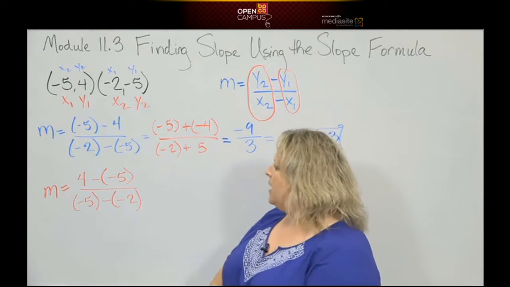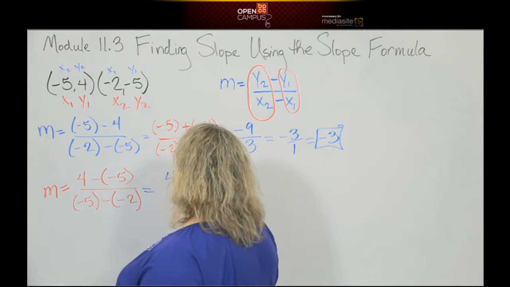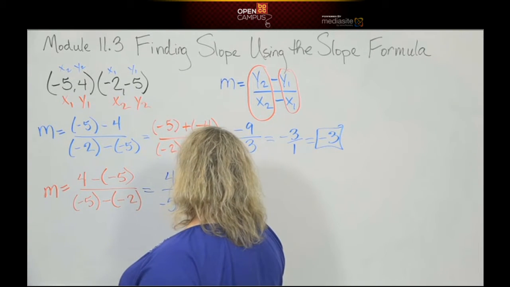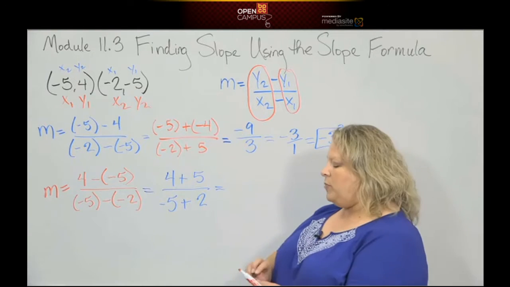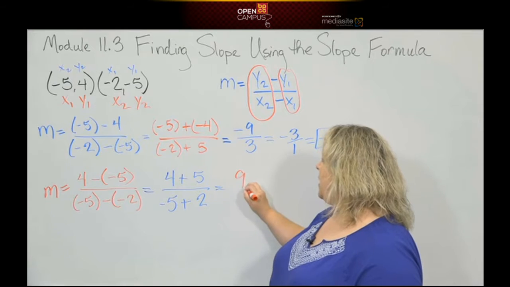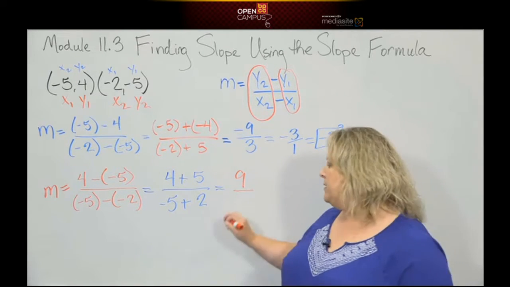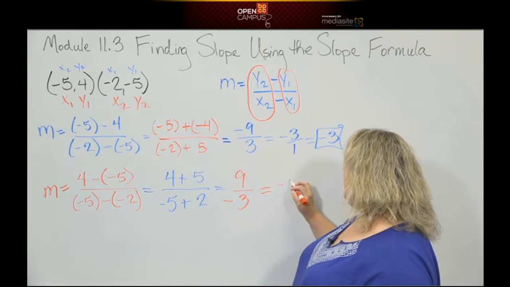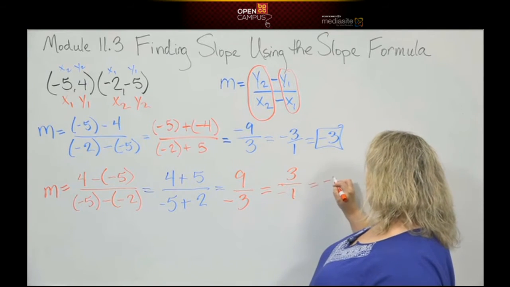Flip order. Now let's look at this. I'm going to rewrite it. So that means 4 plus the opposite of -5 is +5. -5 plus the opposite of -2 is +2. So this is what I have. I have 4 plus 5. Well, 4 plus 5 is +9. I have -5 plus 2, which is a -3 this time. But ultimately, look what I get. 9 divided by -3, which is still -3.